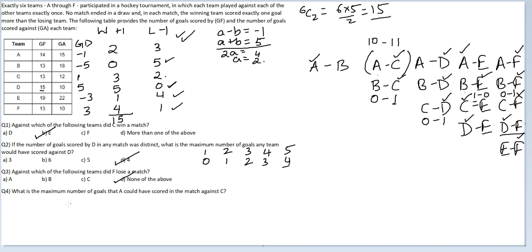Therefore the answer to question number 4, the maximum number of goals that A could have scored in the match against C, will be 10. Because C is a stronger constraint, if I go by the condition of A, the number of goals scored by C would turn out to be 13 and all the other matches would become impossible. Fairly straightforward question. Identifying this in the beginning, wins is +1 and losses is -1. This will enable you to solve this question very, very quickly.